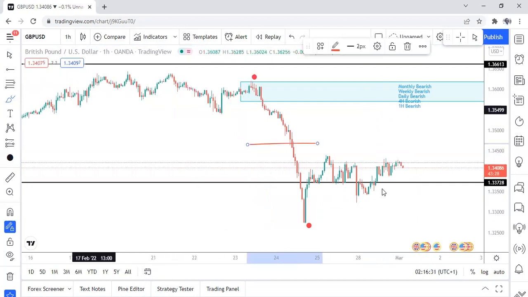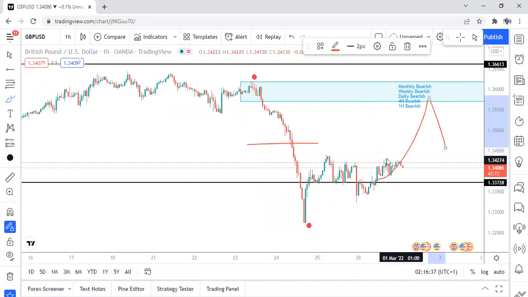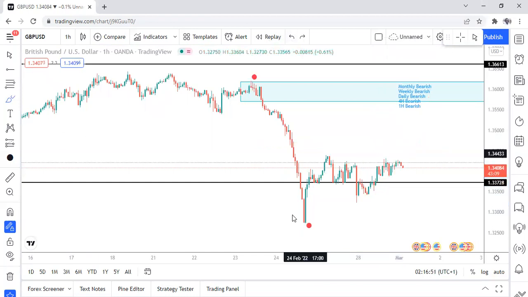I can actually be looking forward to take a buy along this zone, but I have to wait for a break of structure on the 1 hour time frame. Hope you grab that, on the 1 hour time frame.